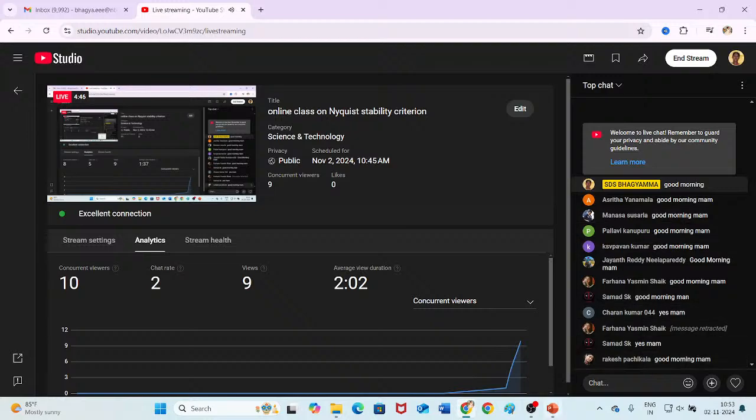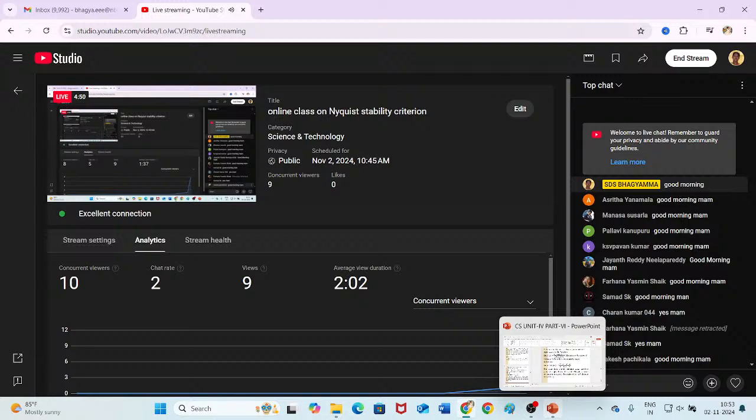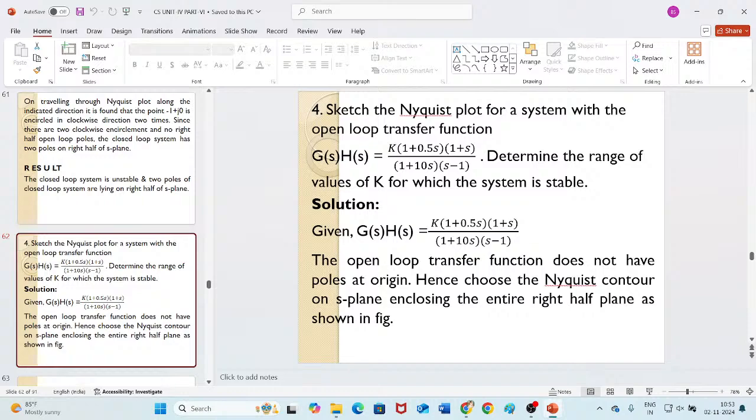Okay, I will start the class. So I'm going to discuss a few more problems on Nyquist stability criteria, so that the concept, the stability analysis, which is more critical here to know the stability condition of the system. That's why I thought let me solve a few more problems. If my screen is not syncing with my audio, please inform. Okay then.